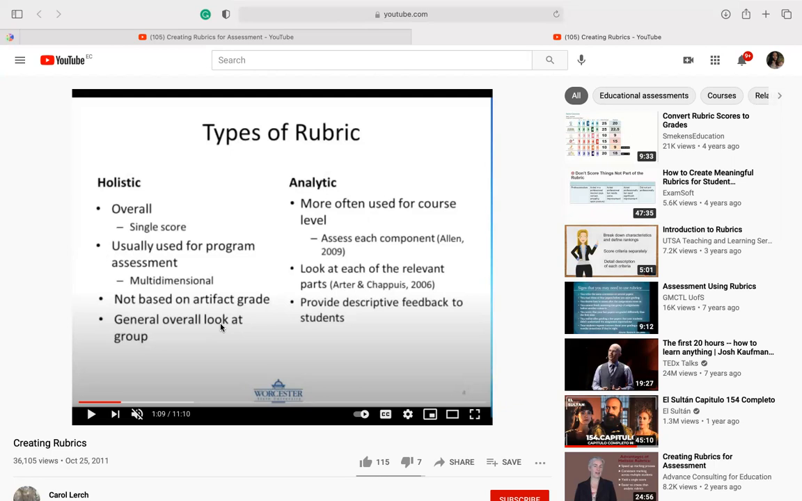Exactly. And here we don't have an overall. Here we have a look at each of the relevant parts. And at the end, we can see that this kind of rubric provides descriptive feedback to students. But here, the feedback to students may be one by one or in pairs, but not in a big group, a general group. Exactly, for example, for a class in total as a holistic rubric.